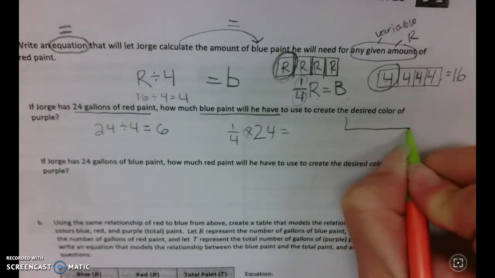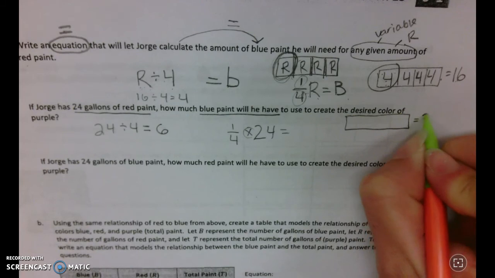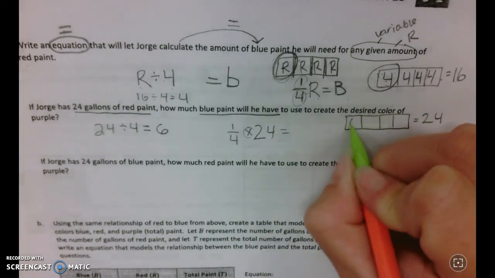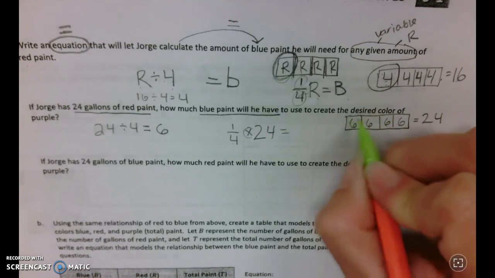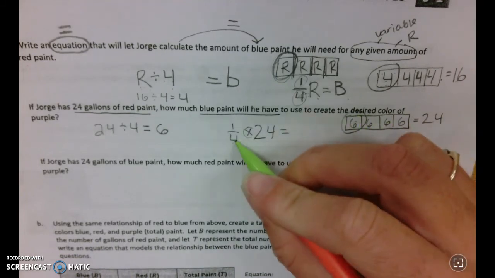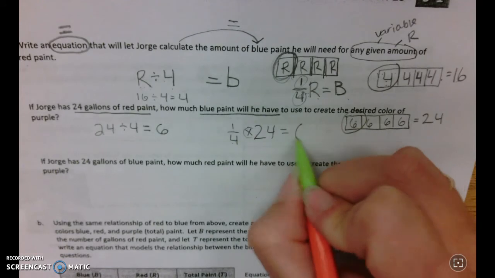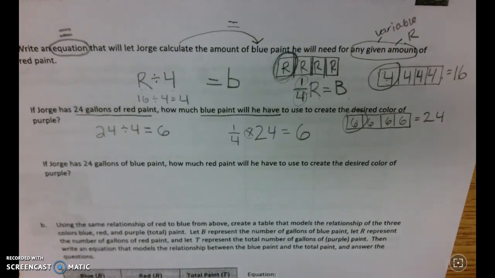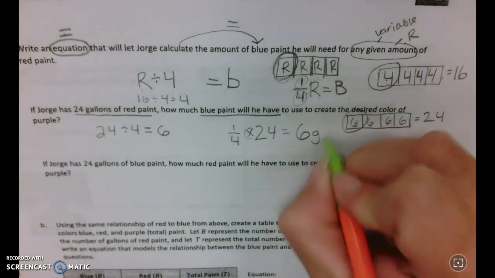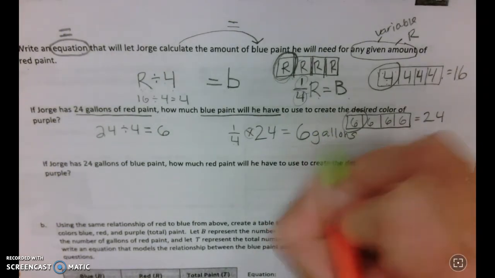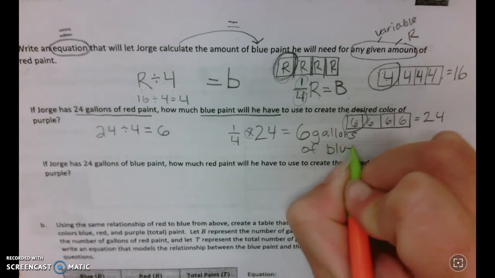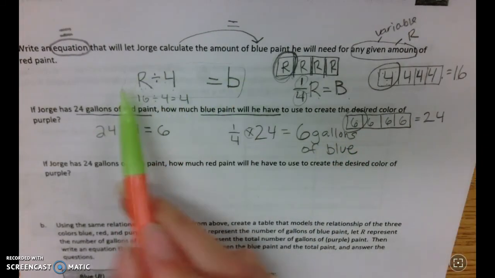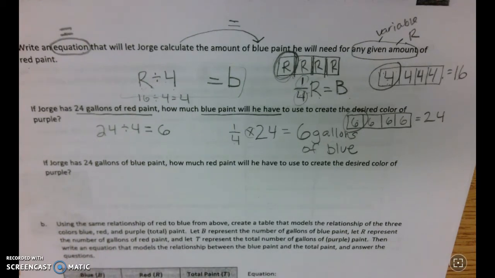And again, just to kind of demonstrate that, if this was 24 and I cut it into 4 equal pieces, I would need 6 in each piece. So if I take 1 out of the 4 pieces of that group, it would equal 6 as well. So I would need 6 gallons of blue paint. And I used this equation up here to be able to plug in the amount that they gave me.